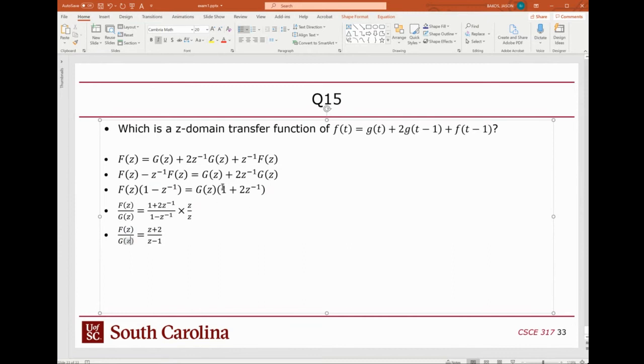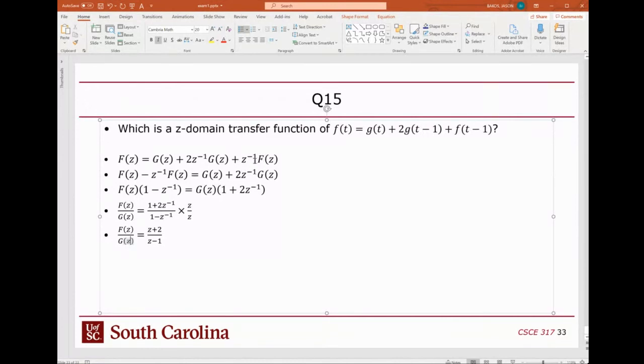Okay, so for example, f of t is F of z, g of t is G of z, and we have a coefficient of 2 that stays in, and then g of t minus 1 is converted to G of z multiplied by z to the minus 1, and likewise f of t minus 1 is converted to F of z multiplied by z to the minus 1.